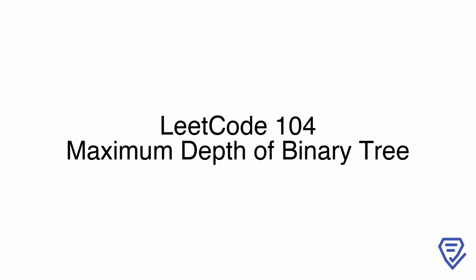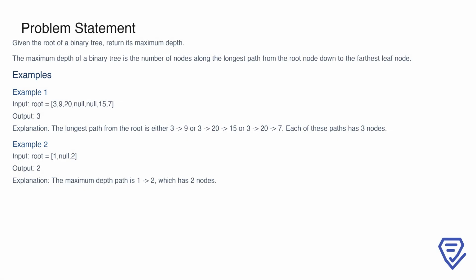Let's dive in. Let us go through the problem statement for LeetCode problem number 104 in detail. The task is to compute the maximum depth of a binary tree, where the maximum depth is defined as the number of nodes along the longest path from the root node down to any leaf node. Let's examine the examples provided to solidify our understanding.